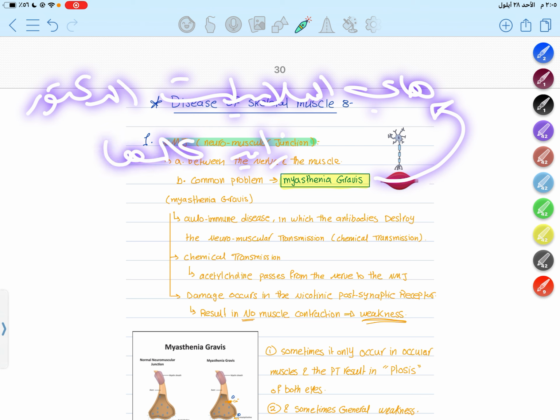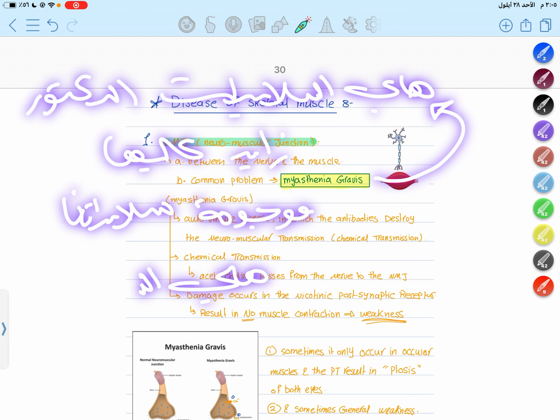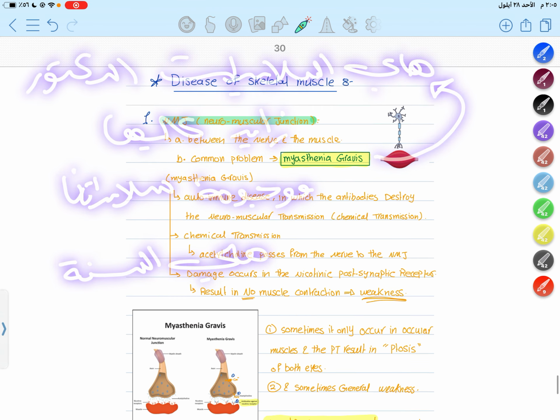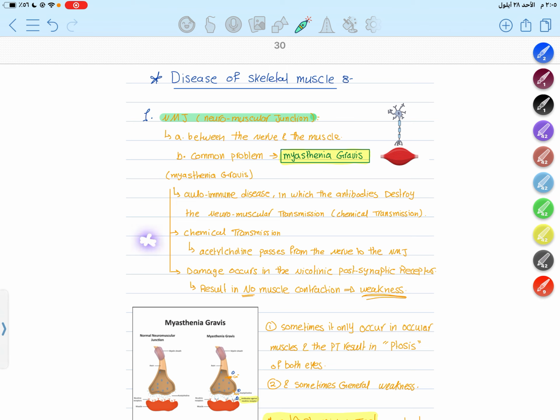The myasthenia usually is characterized by a disorder of the neuromuscular junction, and it is an autoimmune disease, and it is autoimmune destruction and disruption of the nicotinic post-synaptic receptor of acetylcholine.